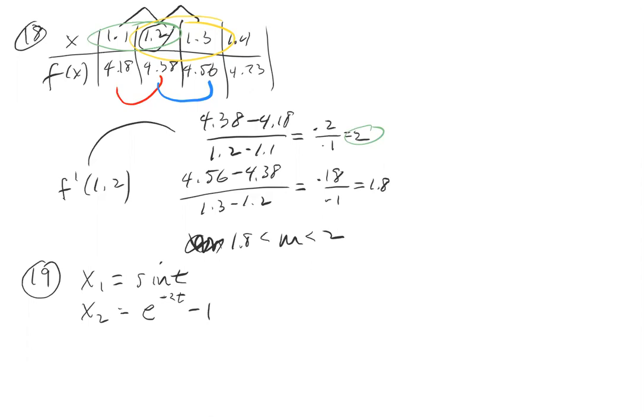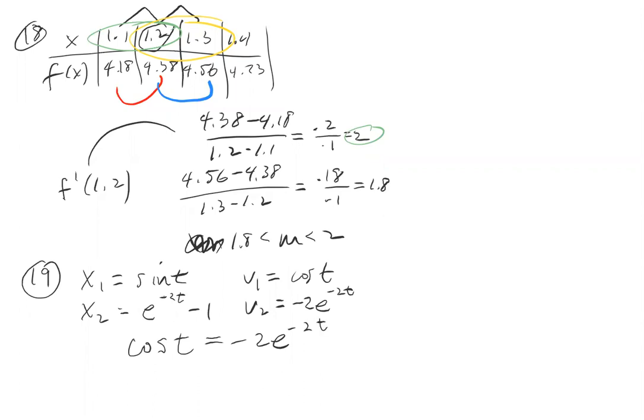Okay, well, let's compute the velocity of the first particle. The velocity of sine is cosine. What is the velocity of the second particle? The derivative of e to the box is e to the box times the derivative of box. And of course, the derivative of -1 is 0. So they want to know, when are the velocities equal? So here's the velocity of the first particle. When is that equal to the velocity of the second particle?